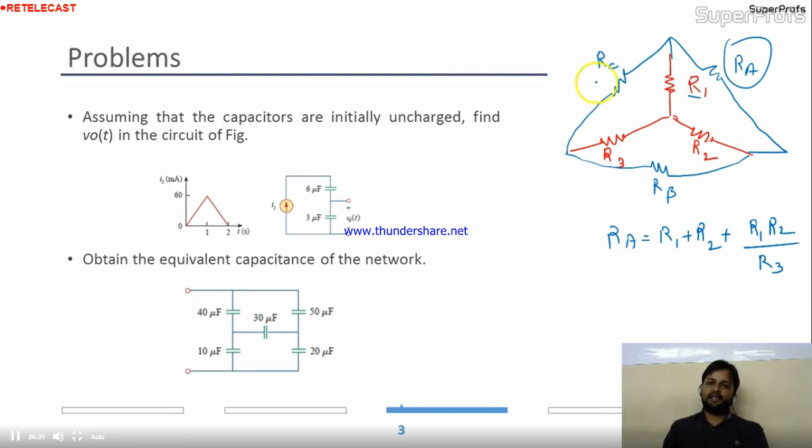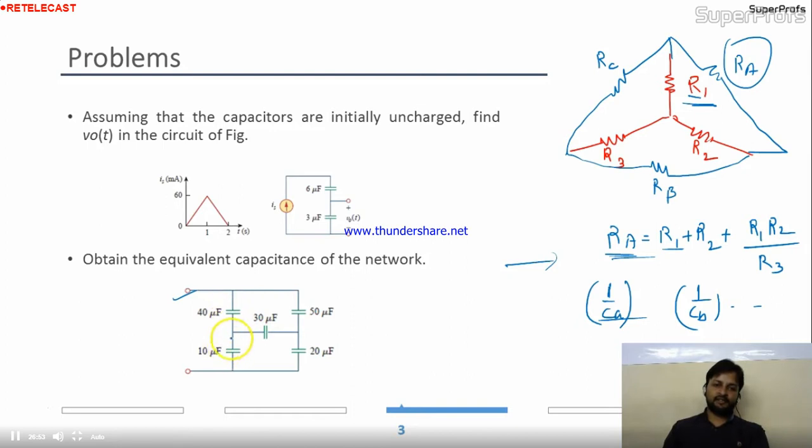But friends, here we are having resistances, but in this circuit we are having capacitors. So how to get the equivalent capacitance, or how to resolve the capacitance circuits which contain delta and star connections? Instead of resistance, I'll take 1 by C, whatever the value is, 1 by CA, 1 by CB. In the same formula, instead of R, we'll take 1 by CA and so on. Is it okay to you? So friends, I'll resolve this circuit.